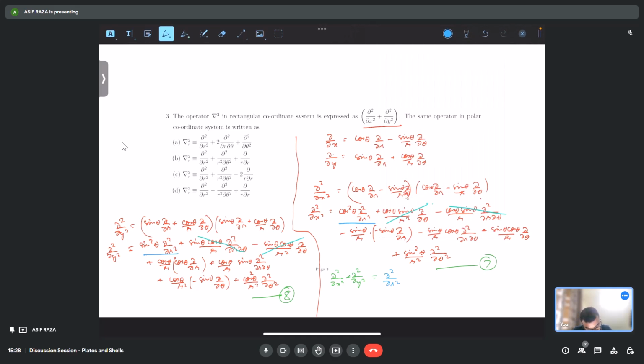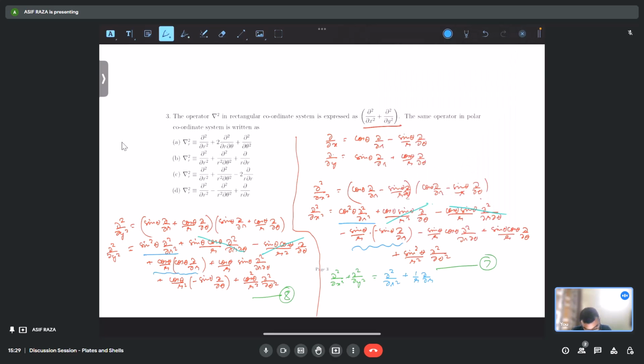Okay, this gives me the ∂/∂r term, so this will be plus sin²θ/r ∂/∂r, and this would be plus cos²θ ∂/∂r. So this will result in 1/r ∂/∂r.